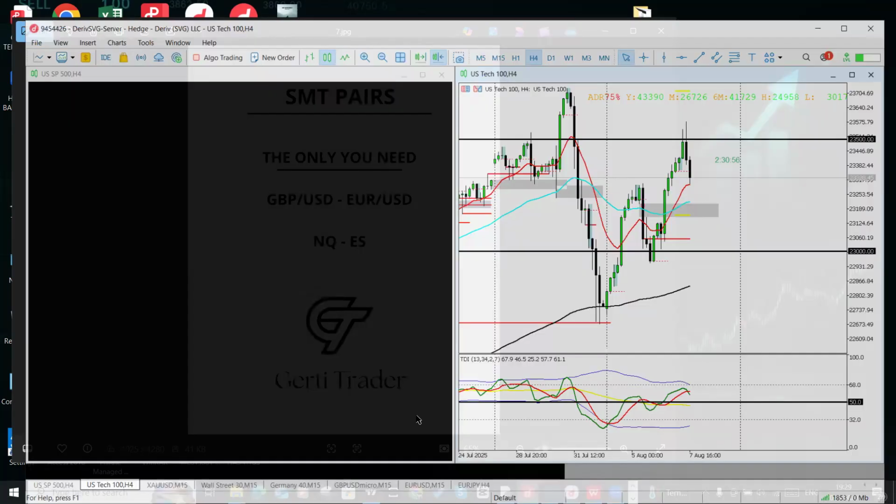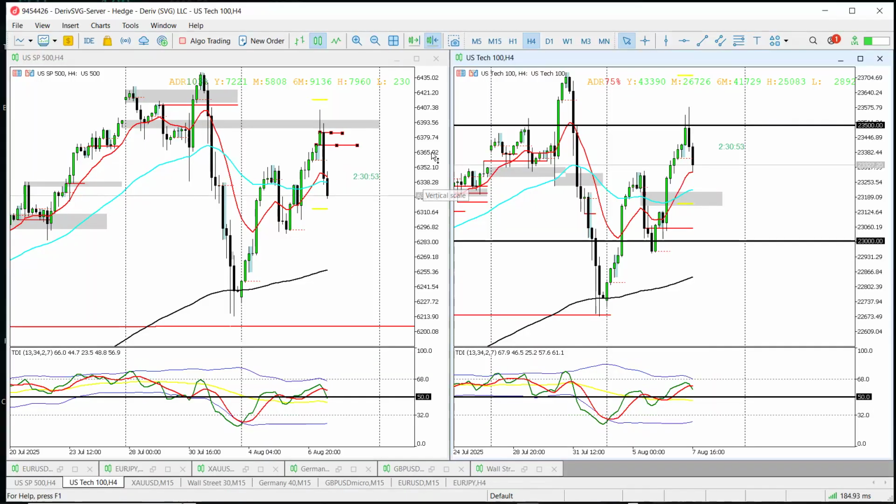So just going into the charts. On our charts, you see to our left, we've got the ES or the US 500 or the S&P 500. On our right, we've got US Tech or NASDAQ or US 100. So this is the 4-hour time frame.